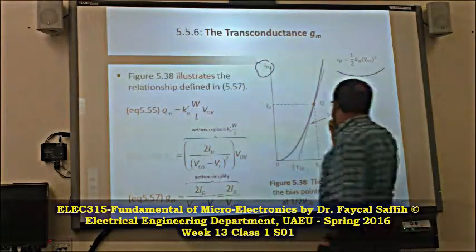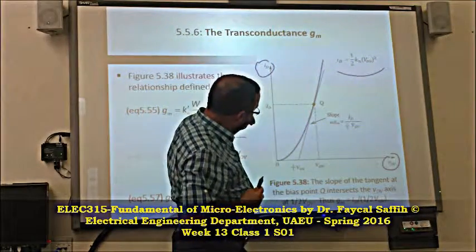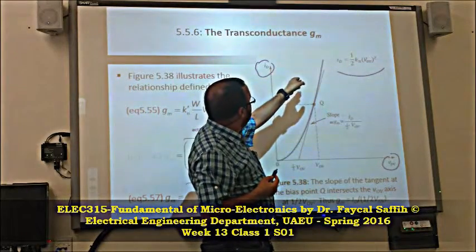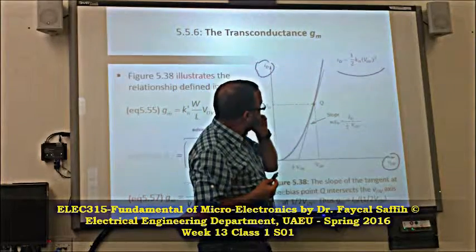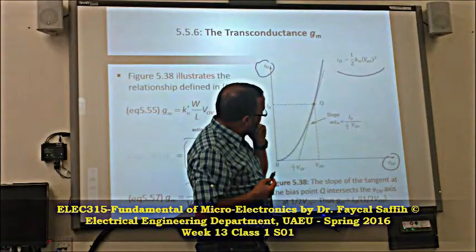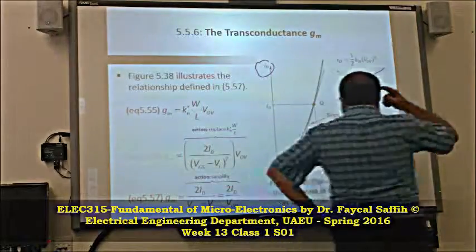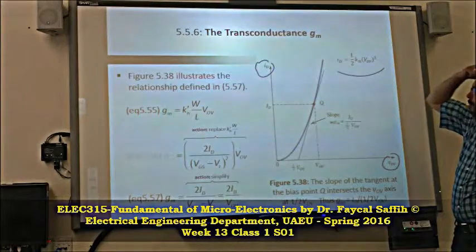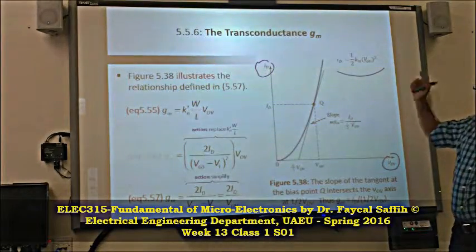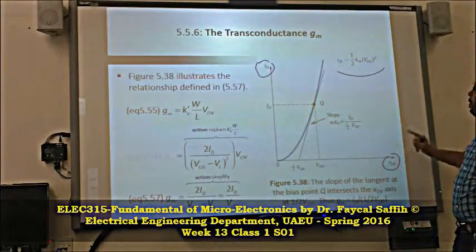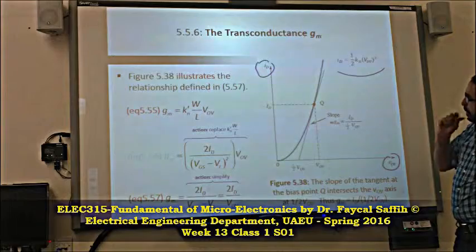Well, hold on a second. The slope here is actually delta ID over delta the overdrive. Let's see. The slope here is different from that. That one is ID versus VGS. This is ID versus overdrive. This is totally different. So this is number one.